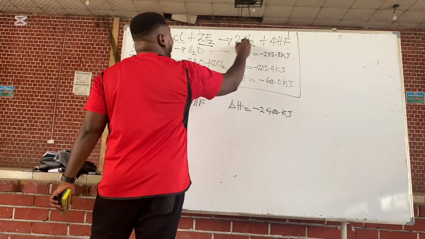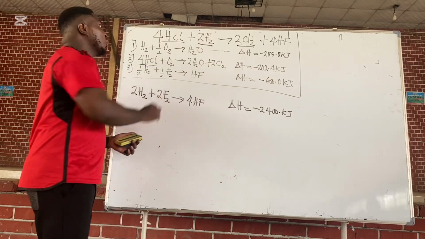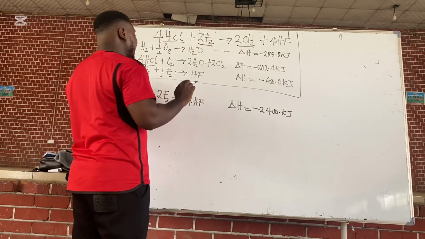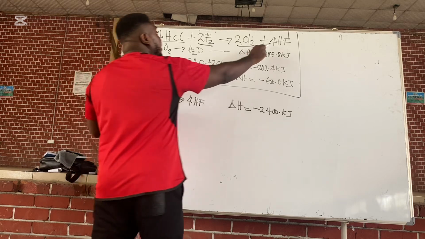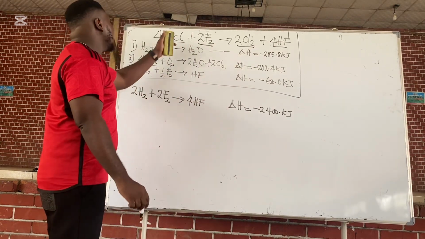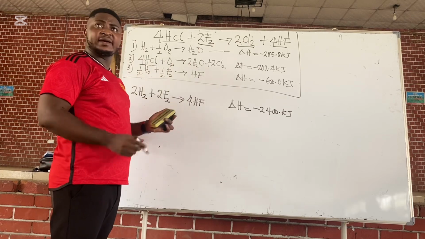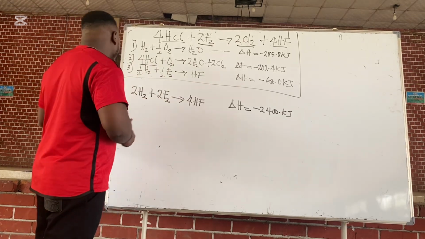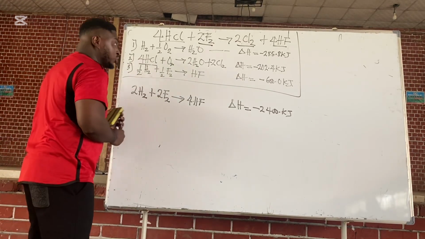Only Cl2 is left to be organized now, right? So F2 is taken care of by multiplying this by 4, we have 2F2. HF is taken care of, 4HCl, equation 2 is already there. In fact, let's rewrite that equation 2. See, nothing was done to it, but let's write it again.